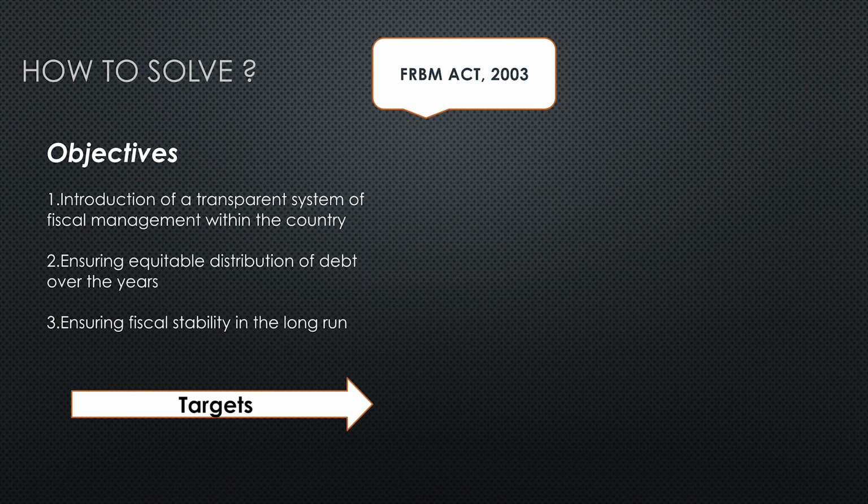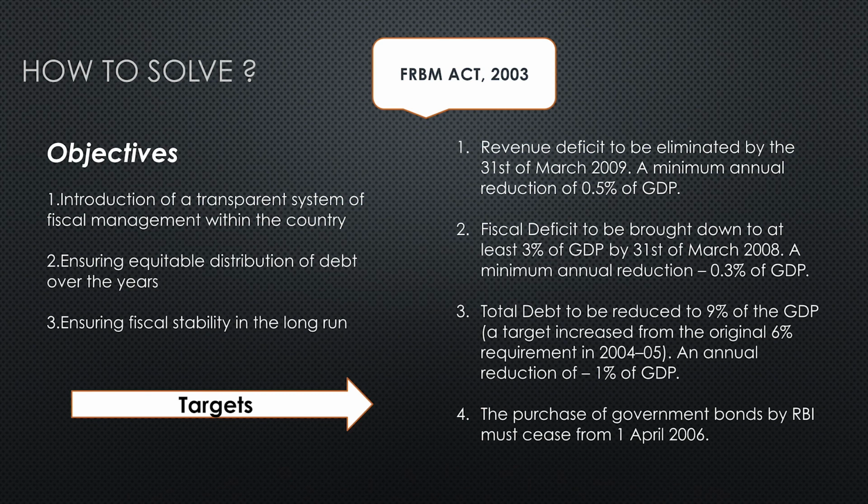The last one is ensuring fiscal stability in the long run. So if we follow the long term fiscal debt management regime, for sure in the long run we will have a very healthy economy. This objective leads us to the targets. These are the targets which have been mentioned under the FRBM Act, which says revenue deficit must be reduced annually by 0.5% of GDP. That is the minimum.